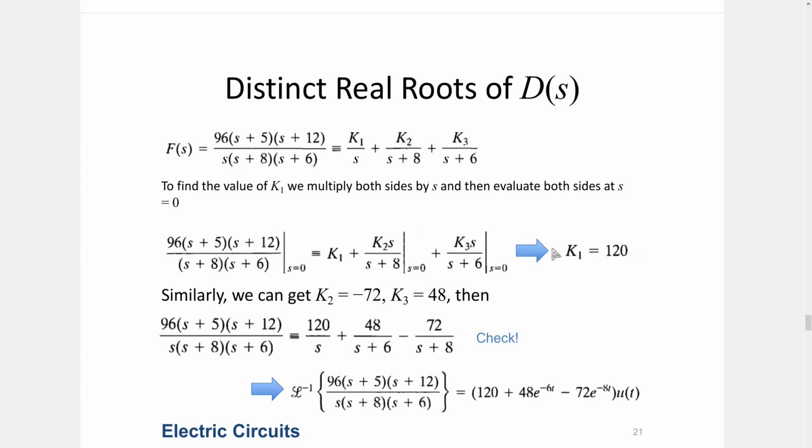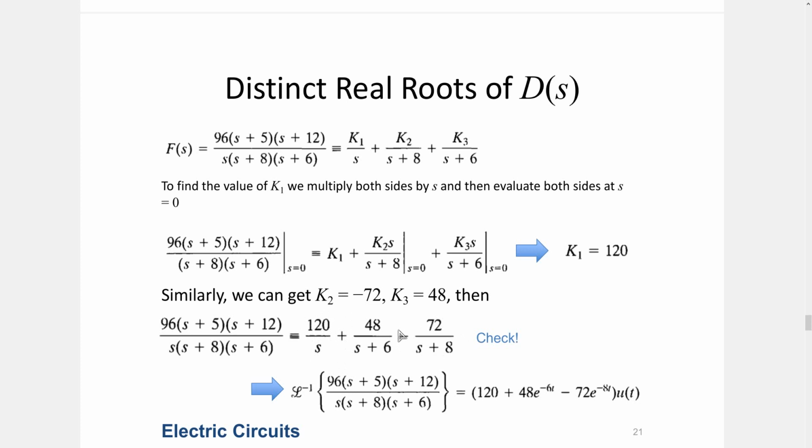Then with a similar approach, I can simply multiply all the sides with, for instance, s plus 8, and I can provide s equals minus 8. And then by using this approach, I can compute all these coefficients, and we can get k2 as minus 72 and k3 as 48. So at the end of the day, this expression is decomposed into this one, and we have determined the coefficients.